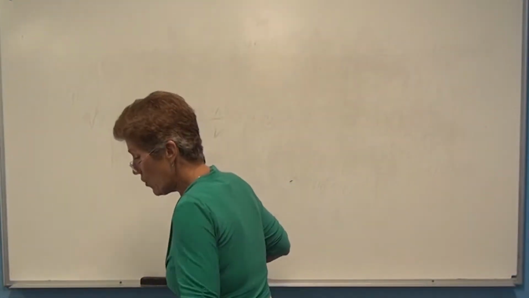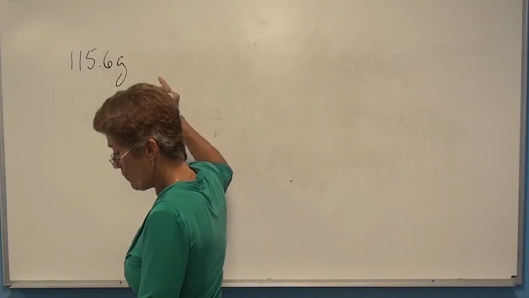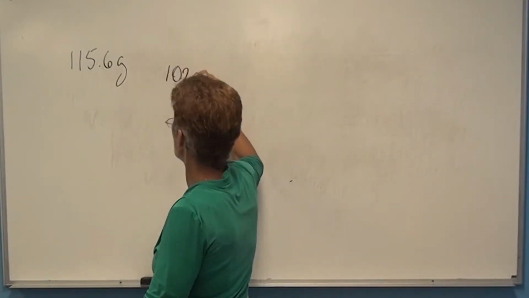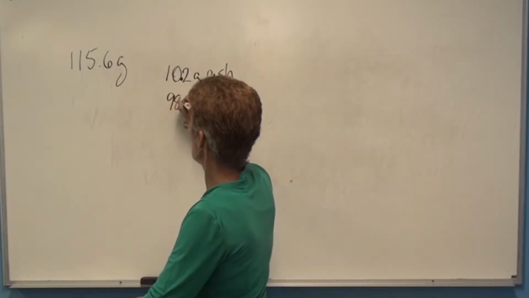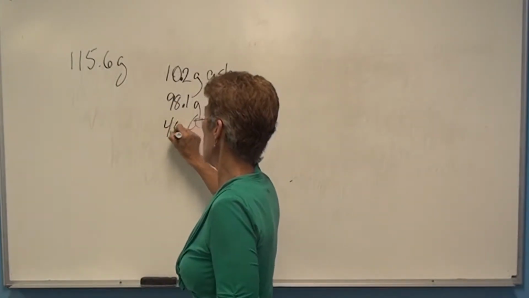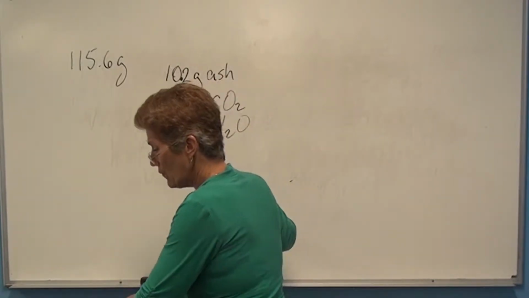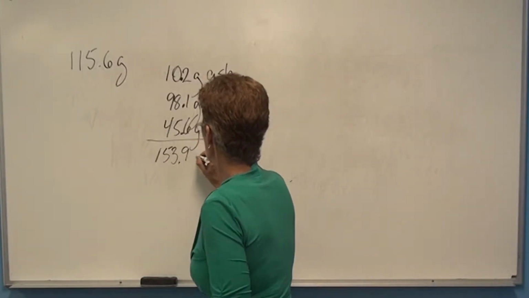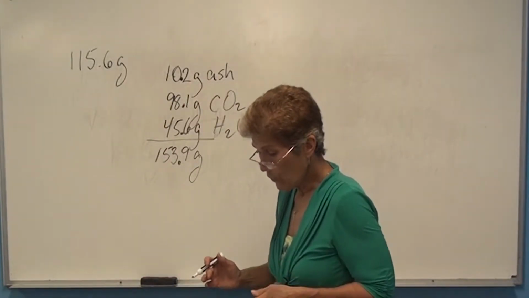Okay, well, we know that we started out with 115.6 grams of paper. And he collects all the products. So let's look at the products. We have 10.2 grams of ash. We have 98.1 grams of carbon dioxide. And we have 45.6 grams of water. So if you add all of those up, you get 153.9 grams of stuff.